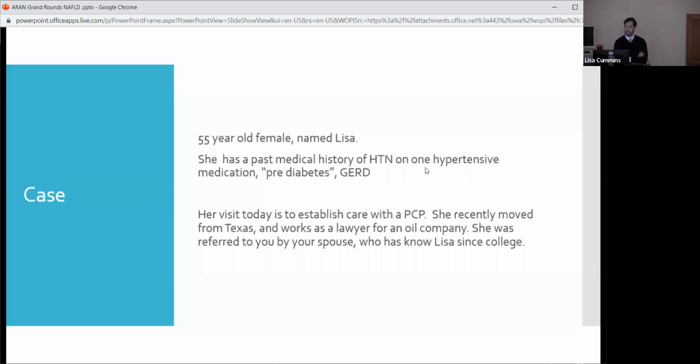She was referred to you by your spouse, who's known Lisa since college, which are the best kind of patients, because those are the ones that really want to pick your brain and get to know you and already have that familiarity with you because of some sort of family relationship.